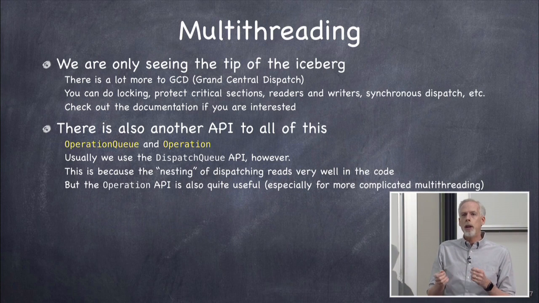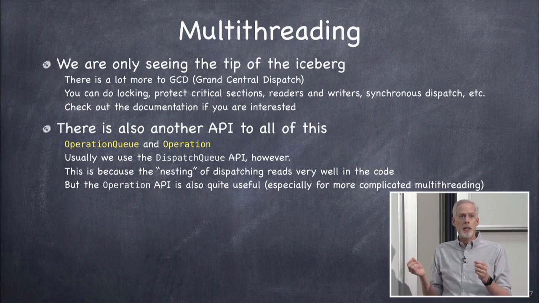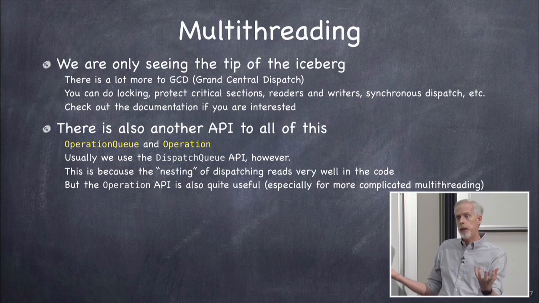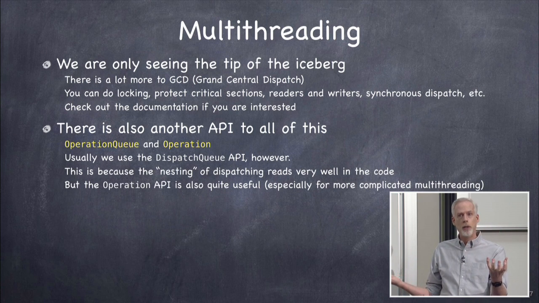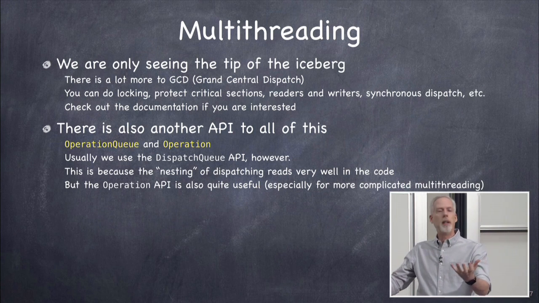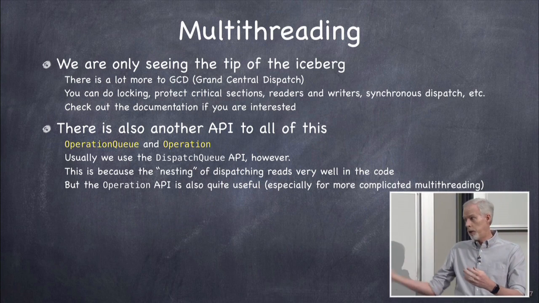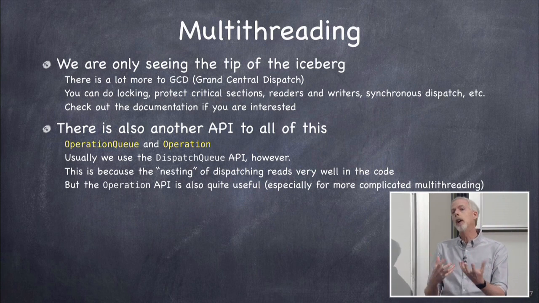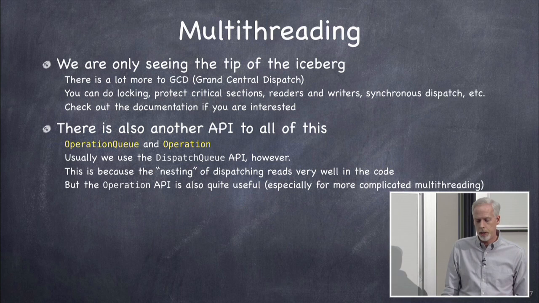Operation and operation queue are nice because it makes it easy to make dependencies, where you say this block of code depends on this one running first. I need the result from this one before I can do this one. Right? So you can set up those relationships. Then you can say, OK, now just start running them. And the system will make sure this one gets run before this one, et cetera. All those dependencies. So that's operation and operation queue.